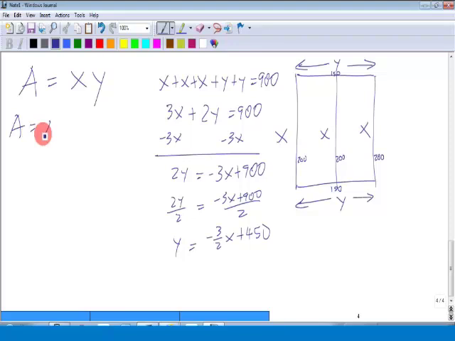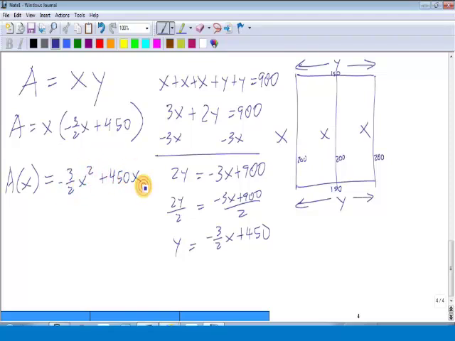So the area equals x times negative 3 halves x plus 450. We can even write it as an area function now, a function of x. As we put in x and it gives us the area, negative 3 halves x squared plus 450 times x. This quadratic function, does it open up or open down? It opens down because a equals negative 3 halves.